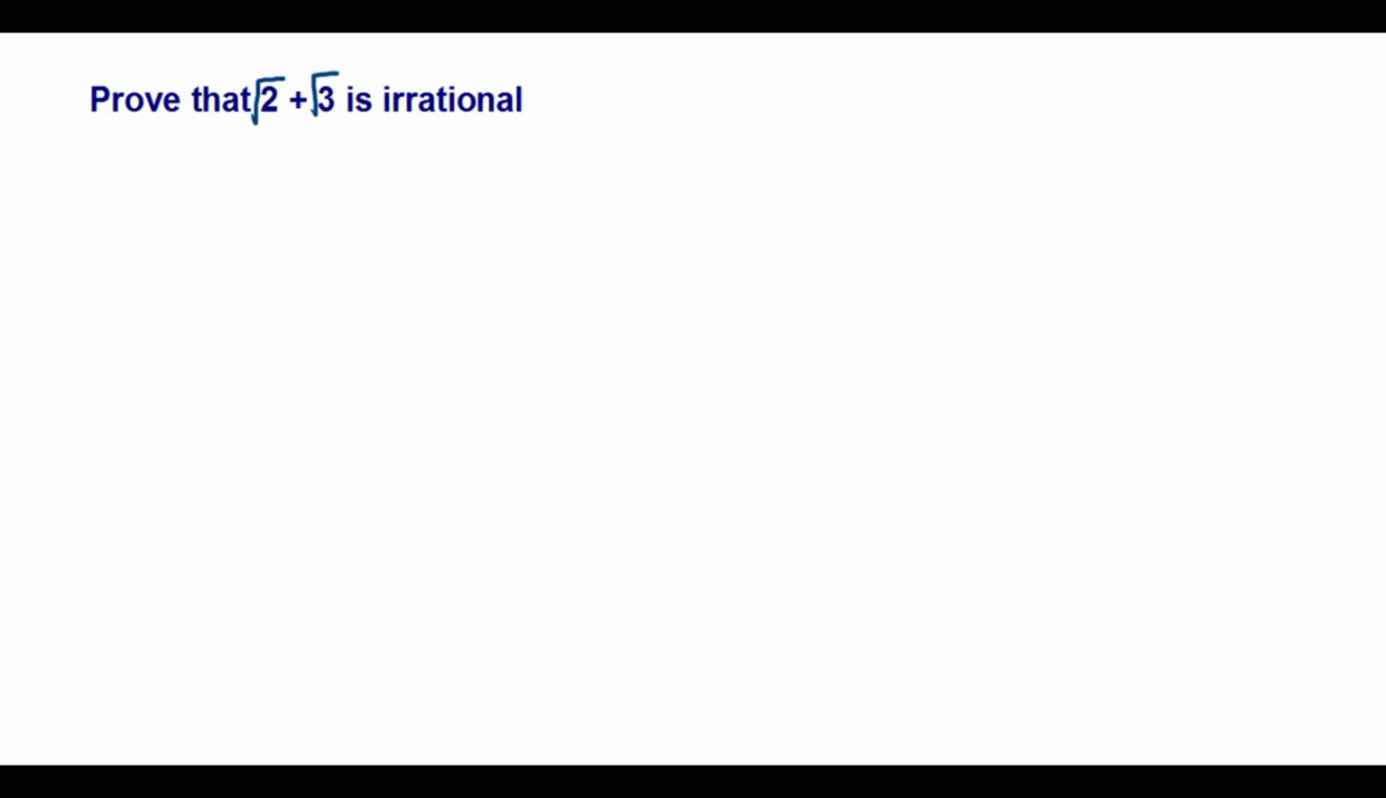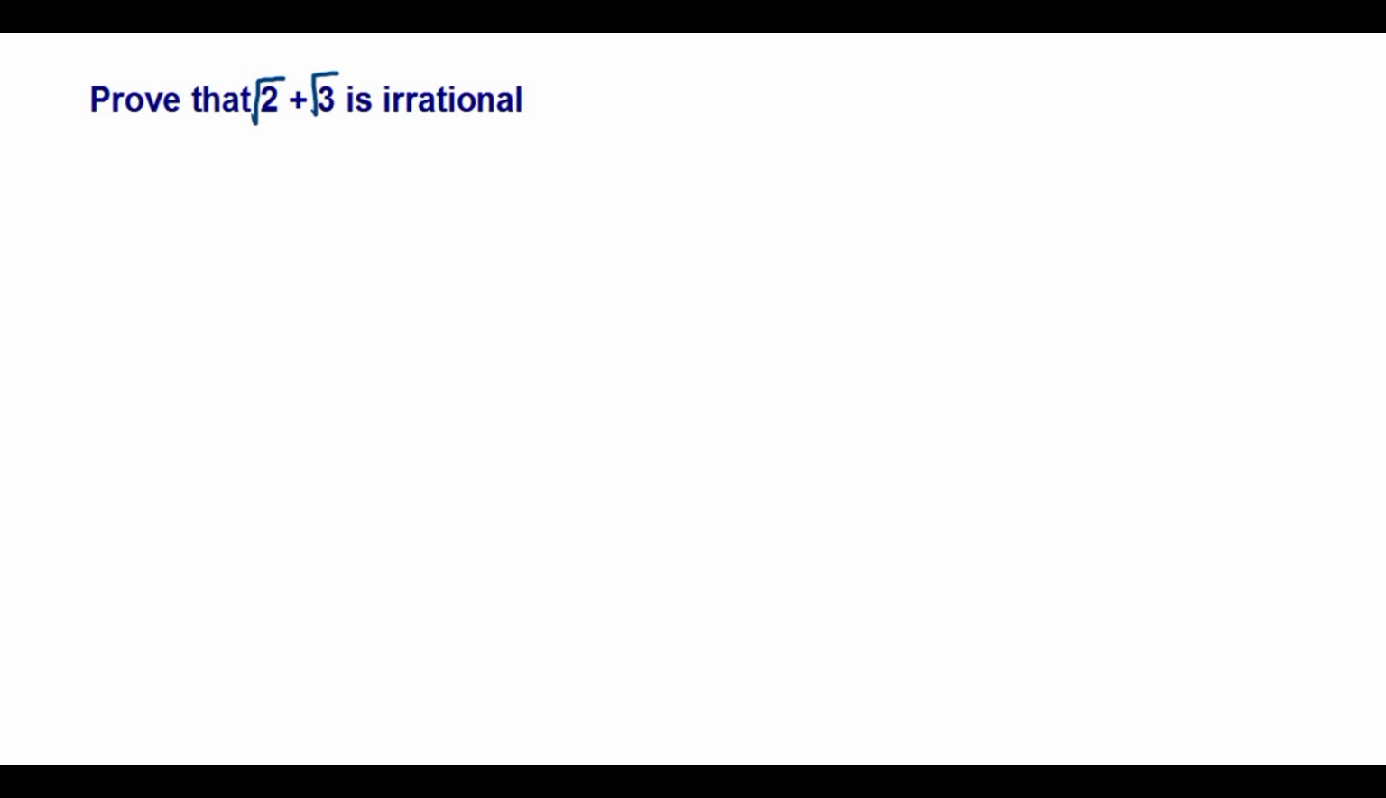In this class we are going to learn how to prove root 2 plus root 3 is irrational. To prove this, like the previous problem where we proved root 2 is an irrational number, in the same way we now prove root 2 plus root 3 is an irrational number. That is the method of contradiction, the disproving method. First we take it as a rational number and finally we prove it is not a rational number.